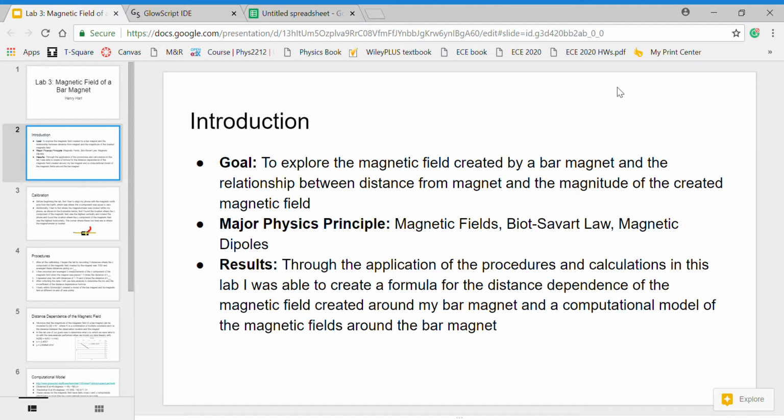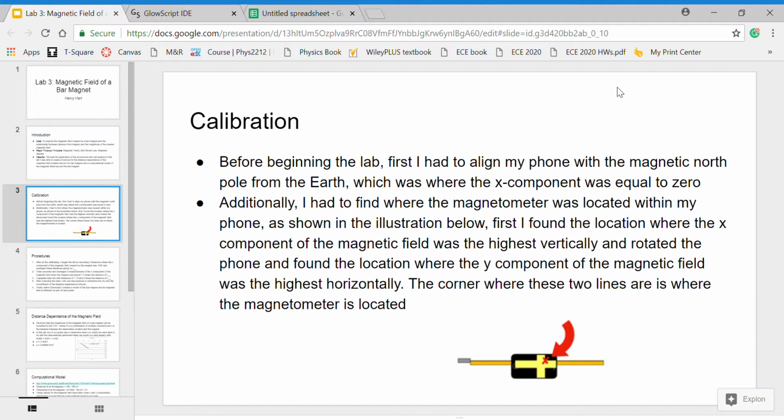So one of the main goals of this lab was to explore the magnetic field created by a bar magnet and the relationship between distance from the magnet and the magnitude of the created magnetic field. Some of the major physics principles explored in this lab were magnetic fields, Biot-Savart law, and magnetic dipoles. Through the application of the procedures and calculations in this lab, I was able to create a formula for the distance dependence of the magnetic field created around my bar magnet and a computational model of these magnetic fields.